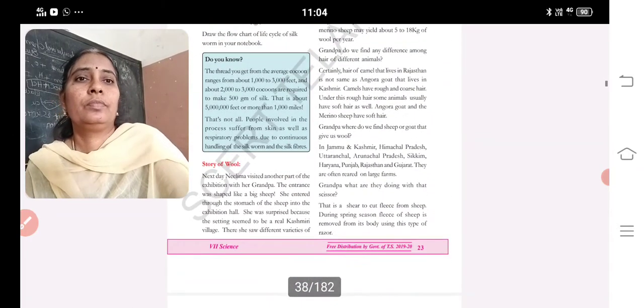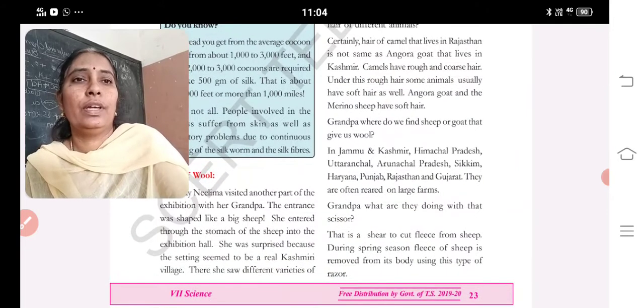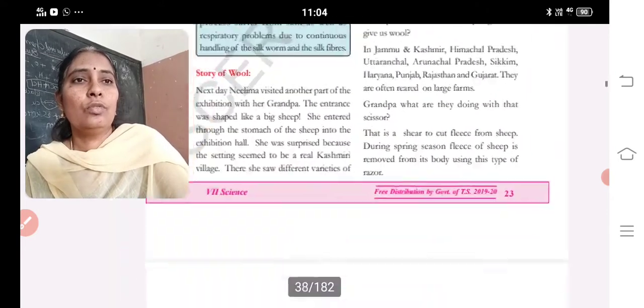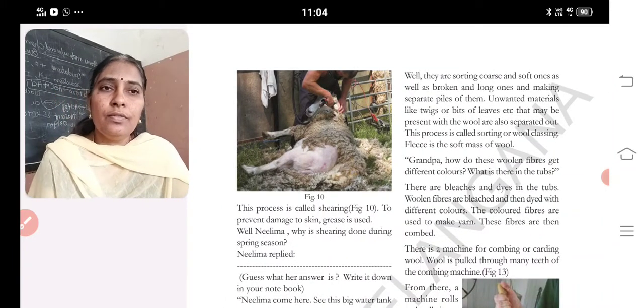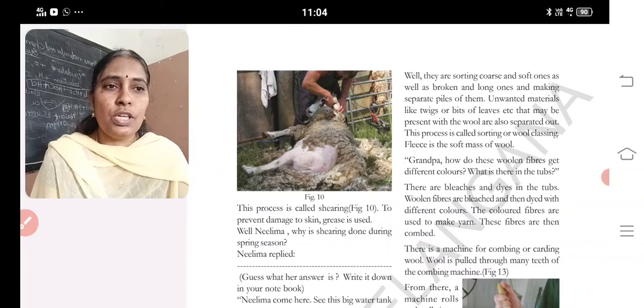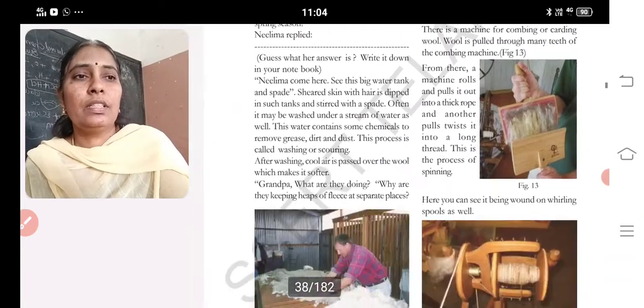Here the story of wool is also given, how the wool is used and how they take the fleece or hair of that sheep. All this is given in this form.